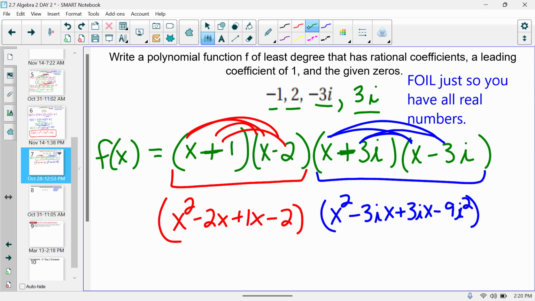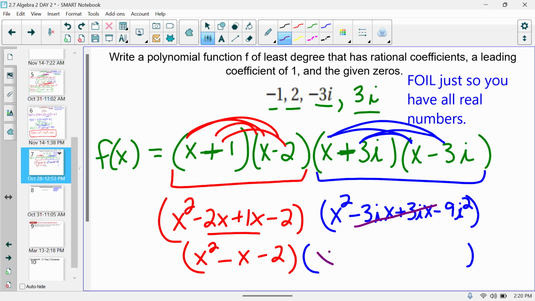So let's talk about this real quick. In the red, these add up to negative 1, so we would just end up with this. Okay, then over here, again, those middle terms are going to cancel out because negative 3 plus 3 of the same thing, they're both ix's, like they're like terms, it adds up to 0. Now remember, i squared equals negative 1. We learned that back in chapter 1. So that's like negative 9 times negative 1. That's just going to end up being positive 9.